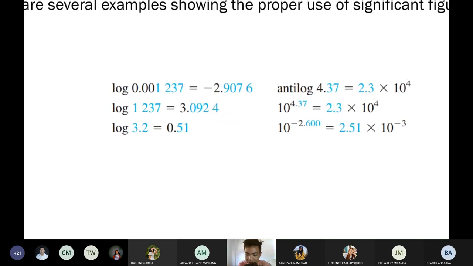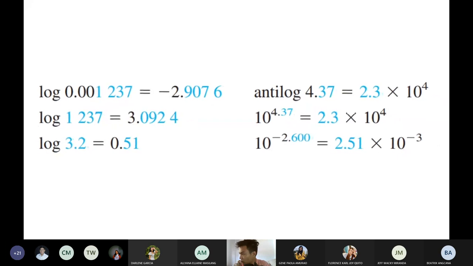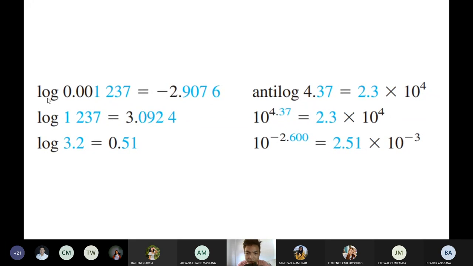So let's have a few examples here. Let's compare the log and the anti-log side by side. So this is log. Again, for log functions, the number of sig figs in your original number will tell you how many significant figures should be in your mantissa. For example, this digit has four sig figs. Therefore, my mantissa should contain four sig figs. This one has four, the mantissa should also contain four. This one has two sig figs, then the mantissa must also contain two sig figs. And that is for log functions.